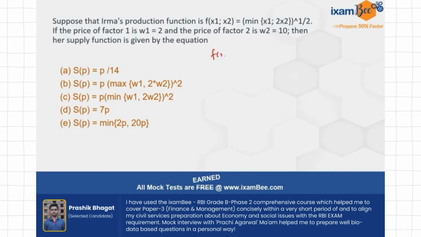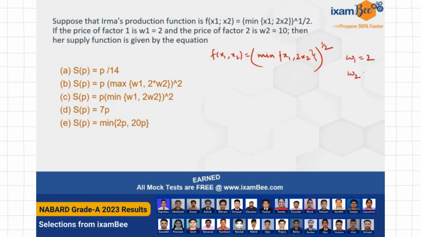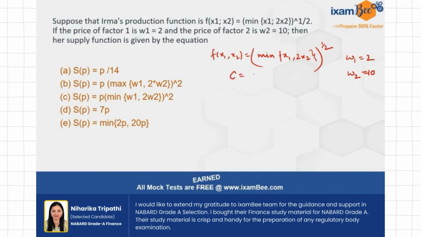So f of x1, x2 we know is the min of x1, 2x2 raised to the power half, and the price of factor 1 is w1 equals 2, the price of factor 2 is w2 equals 10. Now how do we find the supply function? First let's understand what the total cost is. Total cost is W1 times X1 plus W2 times X2.